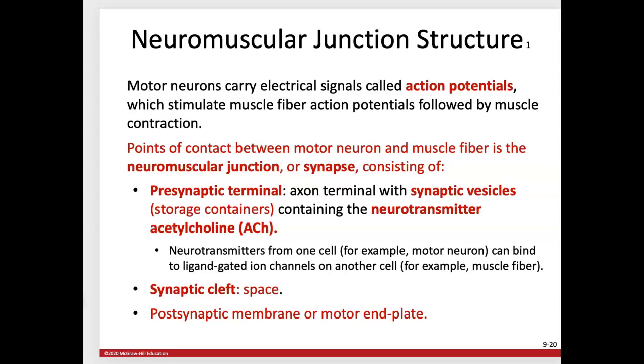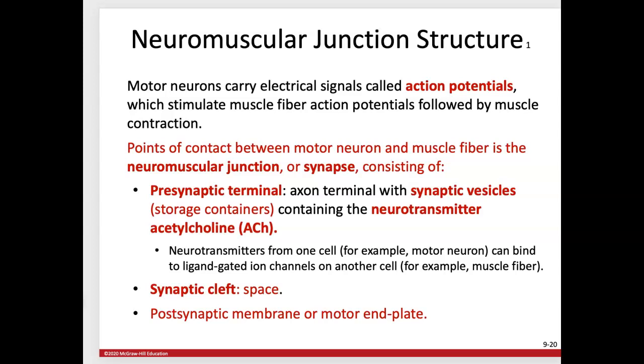Chapter 9, Part 3, Neuromuscular Junction Structure. Motor neurons carry electrical signals called action potentials. Those will stimulate the muscle fiber action potentials, and that's followed by a muscle contraction.